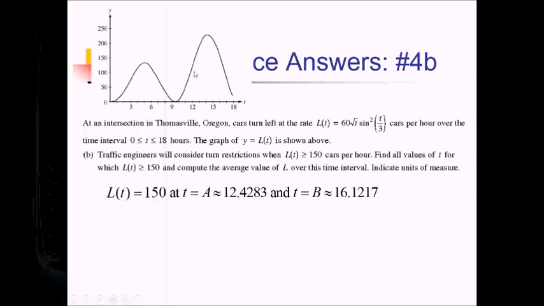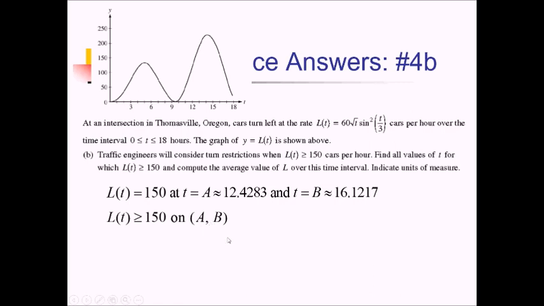All right. So taking a look at the graph here, we see that between those two intersections, that's going to be the interval where L of t is greater than or equal to 150. So I'm going to say L of t is greater than or equal to 150 on the interval from, well, I've already given these numbers names, so I'm just going to say parentheses A comma B, and that'll do it.